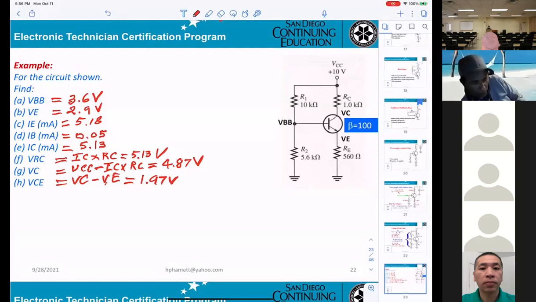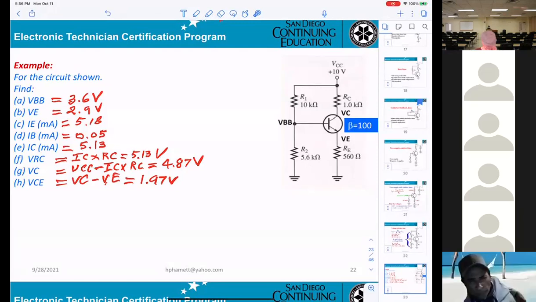Okay, any question on this problem? Anything confusing, anything not clear, bring it up. The thing is you have to deal with it all the time.